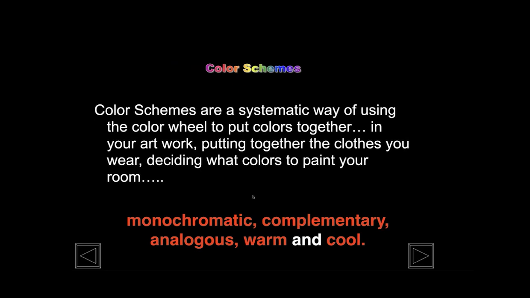Monochromatic would be somewhat like grayscale, right? Complementary would mean that you would have something like the Fauves. I'll show you some of that work later. Analogous colors mean that colors are very similar to one another. And then warm and cool.